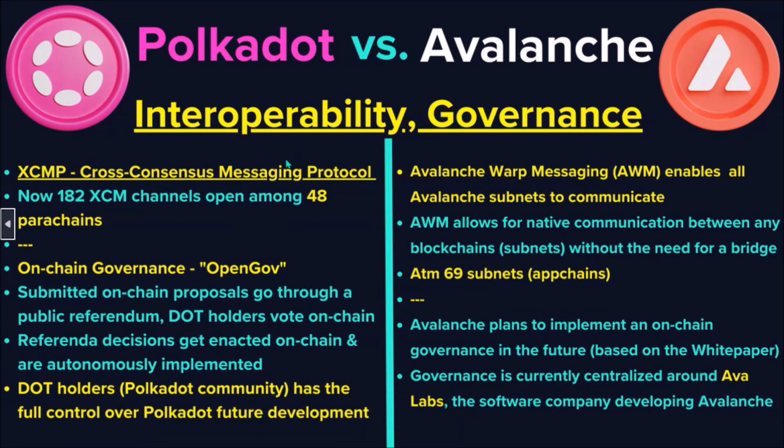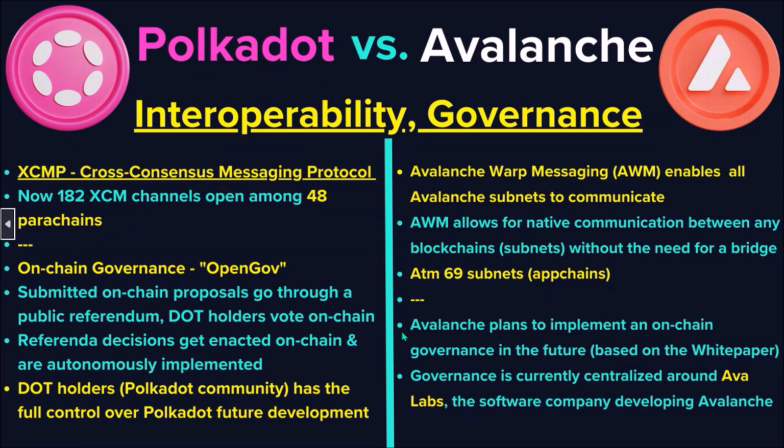Both Polkadot and Avalanche have a native messaging protocol allowing all app chains to communicate and transfer assets. In Polkadot it's XCMP and in Avalanche it's AWM, Avalanche Warp Messaging. Currently there are 182 XCMP channels open among 48 Polkadot parachains, and the Avalanche ecosystem currently consists of 69 subnets.